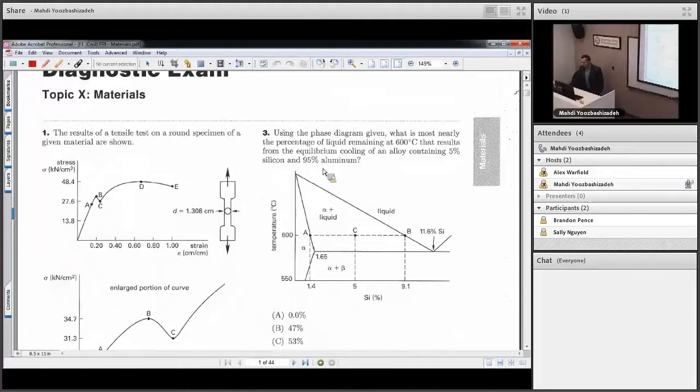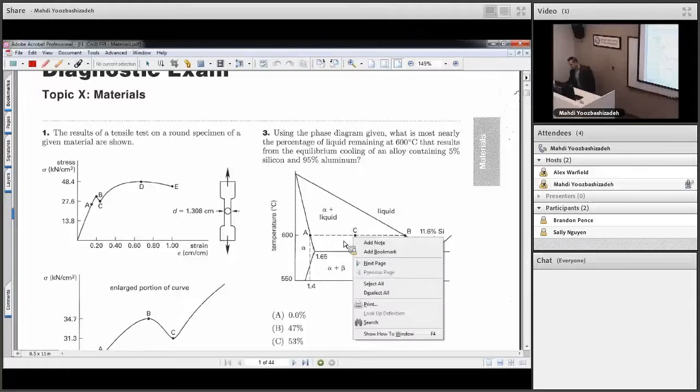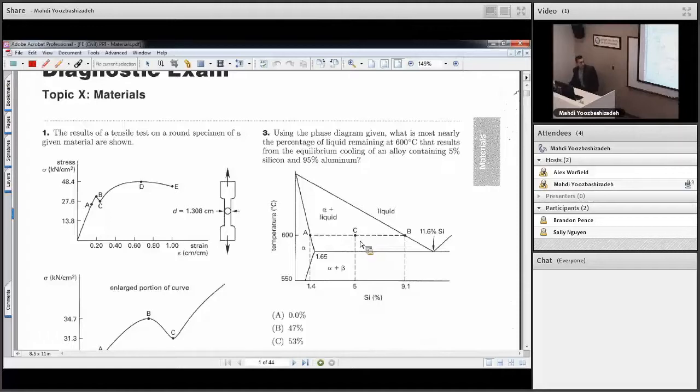Question number 3, there's a binary phase diagram given. What is the most nearly the percentage of liquid remaining at 600 temperature that results from an equilibrium cooling of an alloy that contains 5% silicon? So you have 5% here, so you're at this specific point, and the question is asking you what is the percentage of liquid, what is the percentage of solid.